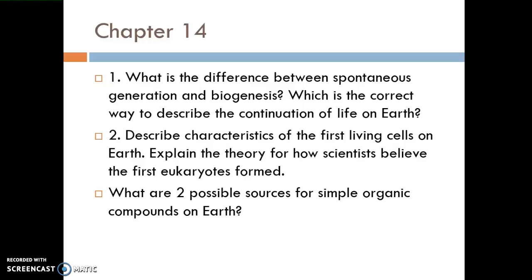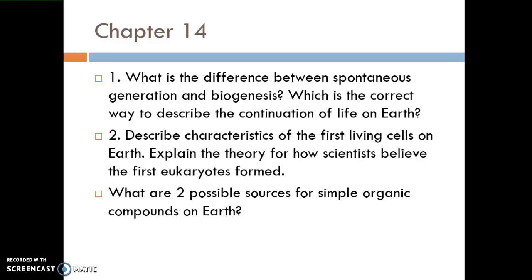Anaerobic and heterotrophic. The theory for how scientists believe the first eukaryotes formed is endosymbiosis, where small aerobic prokaryotes began to live inside a larger anaerobic prokaryote, which would lead to the future of mitochondria and chloroplasts. So you can look back at that in our notes packet, if you're using that, at the fossil record beginning timeline, and you can look there at prokaryotes and then rise of photosynthesis and then eukaryotes.